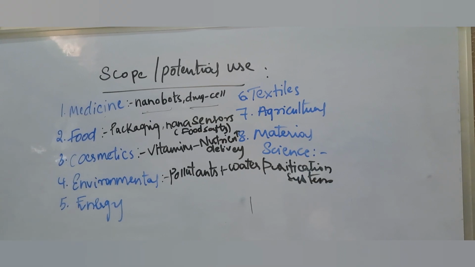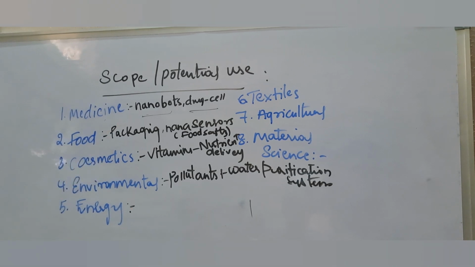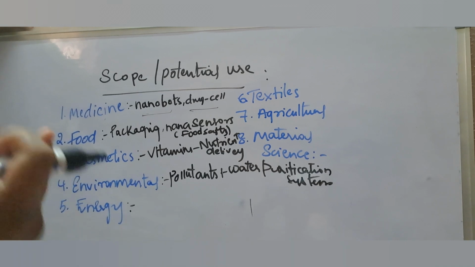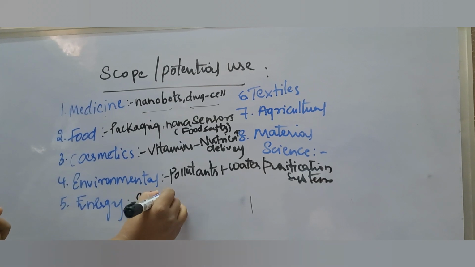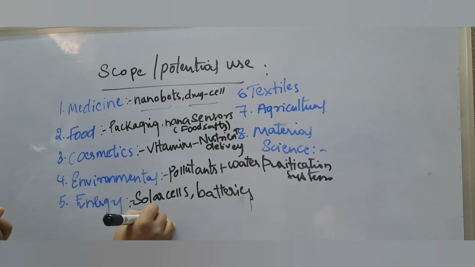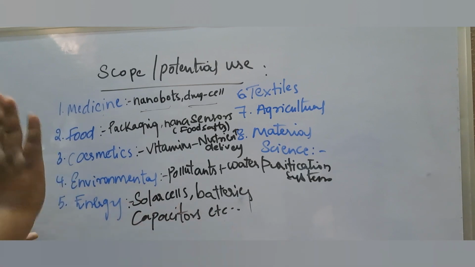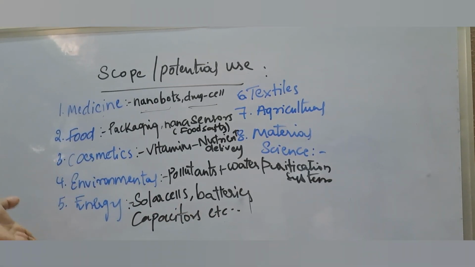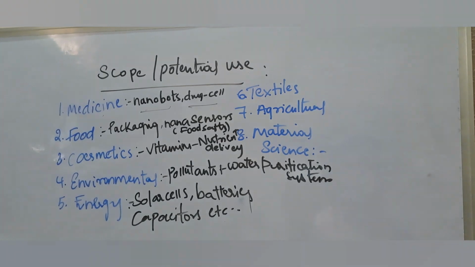And for energy science or energy industries, that means those producing energy, like solar cells, capacitors, batteries, those are all made through nanotechnology. So these are all developed through nanotechnology by the energy producing industries. These are the five potential uses in the industries, by those who are using nanotechnology.